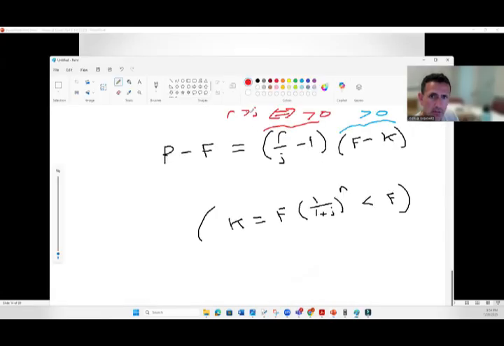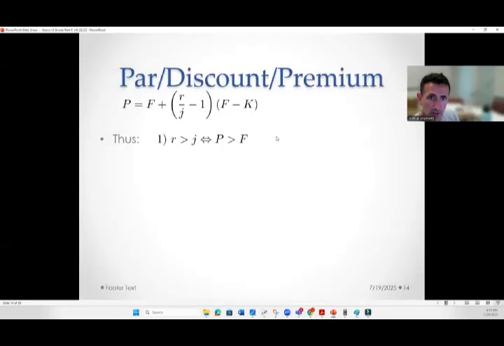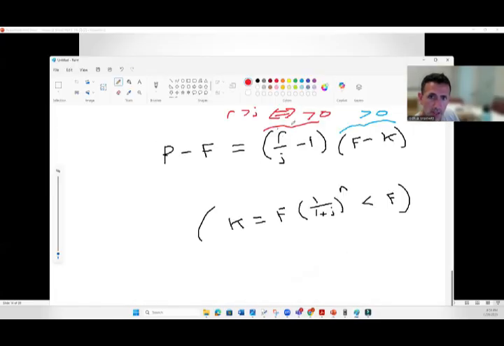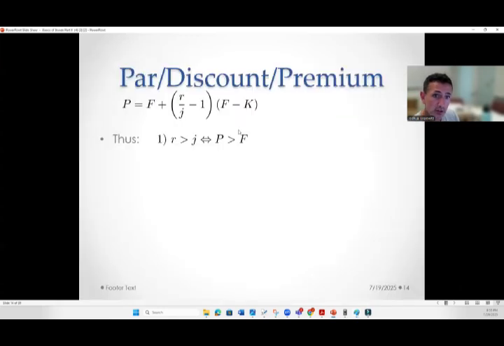Why? Well, R is bigger than J precisely when this is positive. That's what I mean by this here. R bigger than J means R over J is bigger than 1. And that means this is positive. This is always positive. So basically we have that this being positive is true precisely when this is positive. And that's precisely true when R is bigger than J.